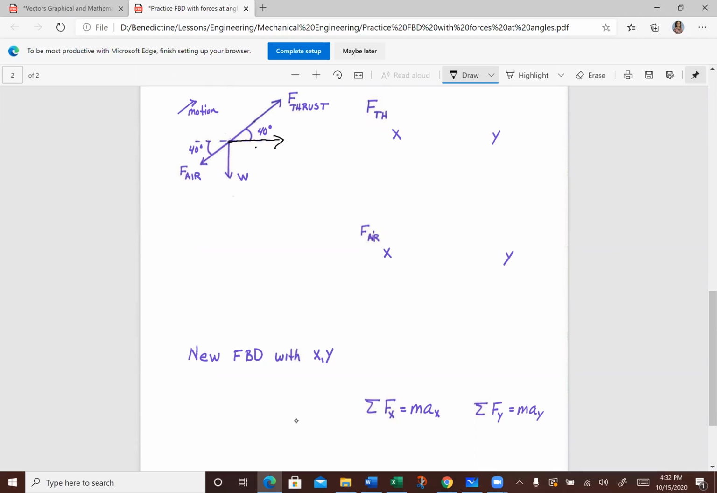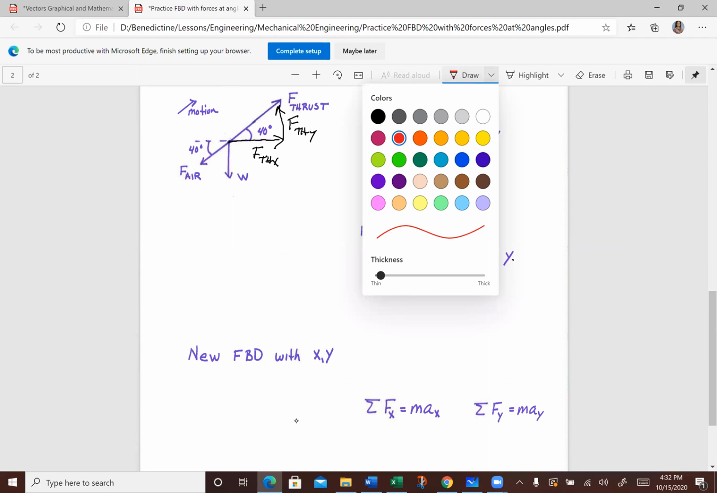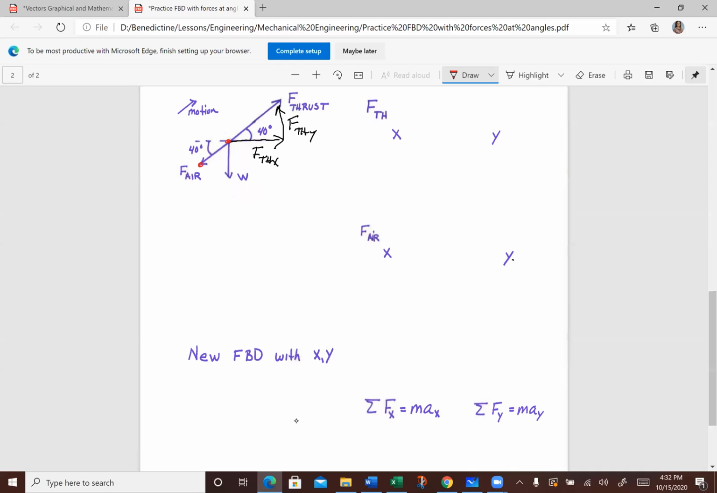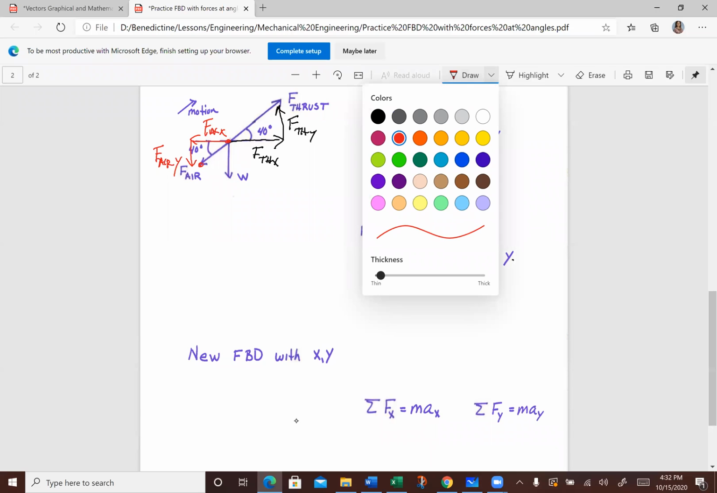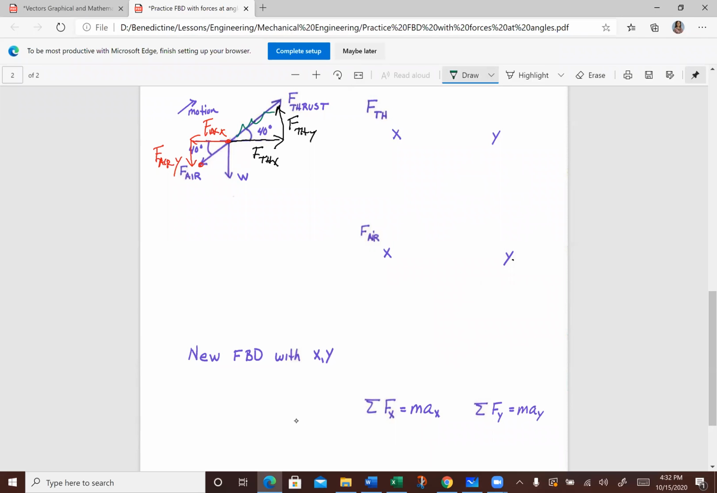This would have an X component. I'm going to call that force thrust in the X. This would have a Y component, force thrust in the Y. We could come over here and give this an X and Y component as well. To go from here to here, I would walk across to the left and then go down. So this would be your force of the air in the X, and this would be force air in the Y. So remember, we don't want to keep the original forces. So I want to get rid of these and get rid of that and only look at those components.